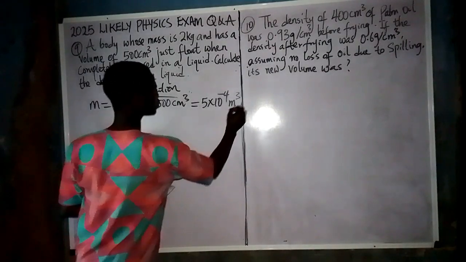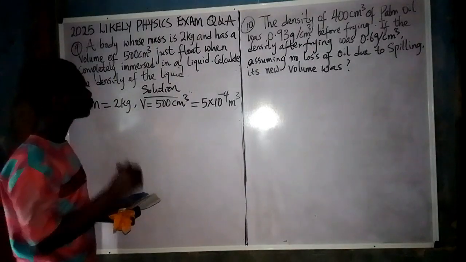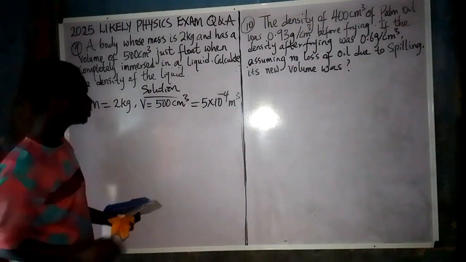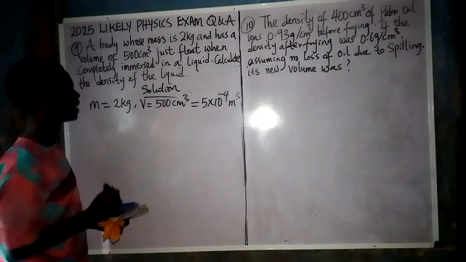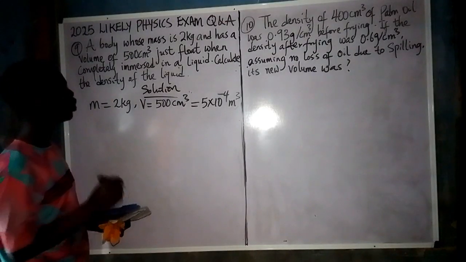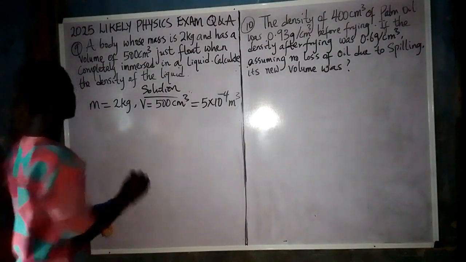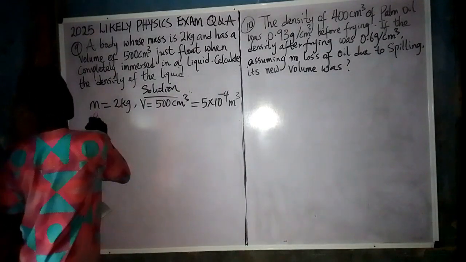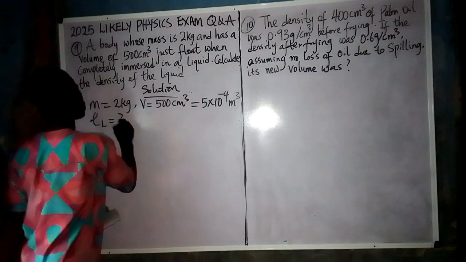Now let's continue. They now said, just float when immersed in a liquid. Now what is the question? Determine the what? Density of the liquid. So we have to determine the density. P of the liquid is unknown. Let's say PL is unknown.